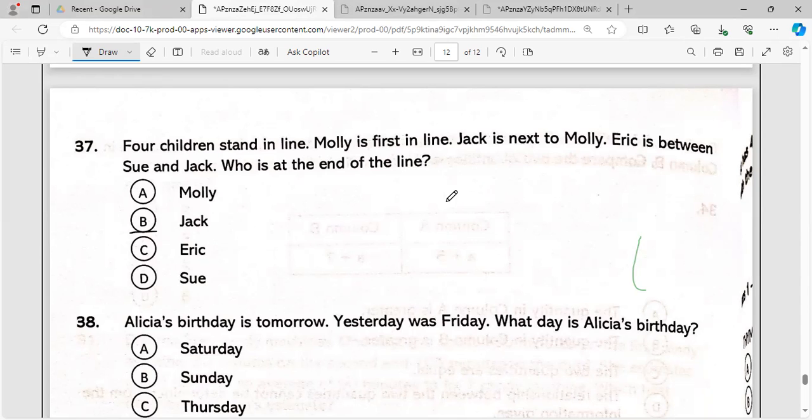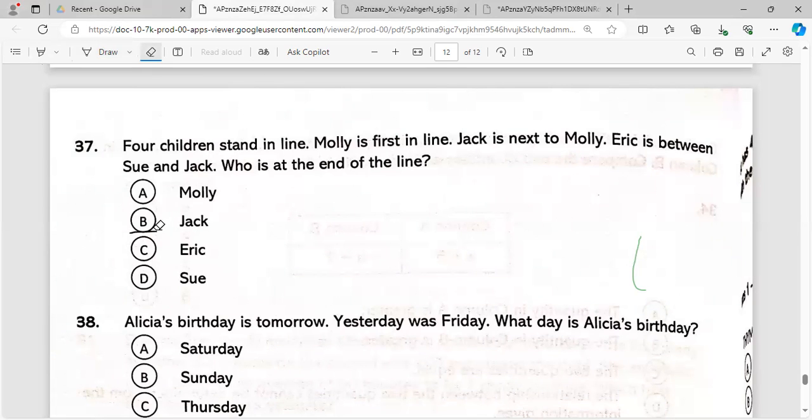Alright. And can I get the explanation for Jack again? Oh, you got Jack, Sydney? Sir, I get it now. I'm wrong. Because I just realized Jack is behind Molly and Molly is first. I thought Jack was at the back of the line because he said Sue and Jack. So for Eric to be between them, I thought Jack would have to be at the back of the line, but no. Sue is actually the answer.